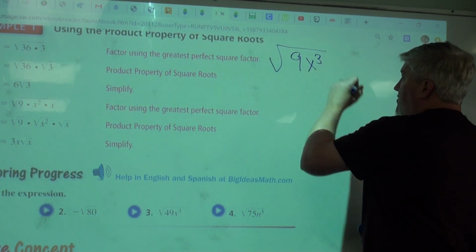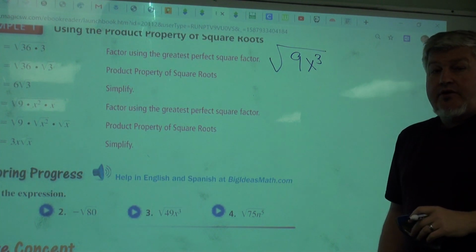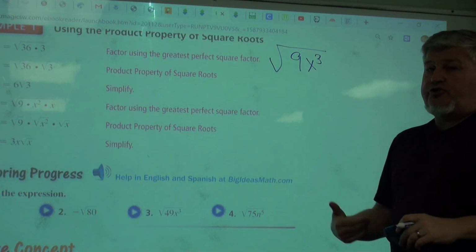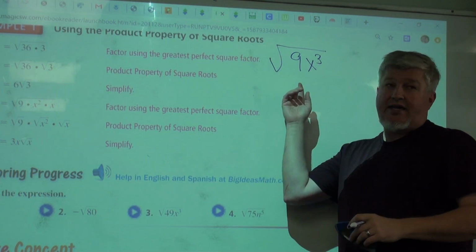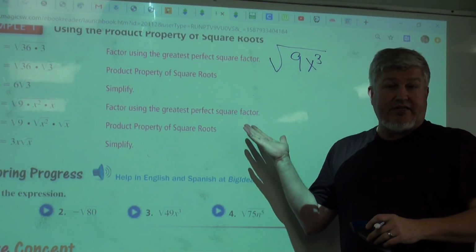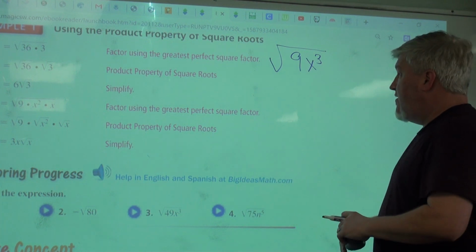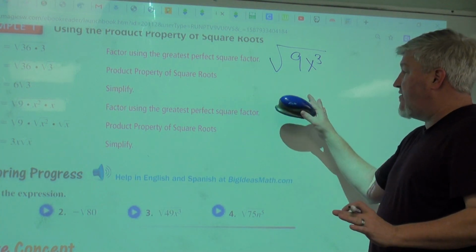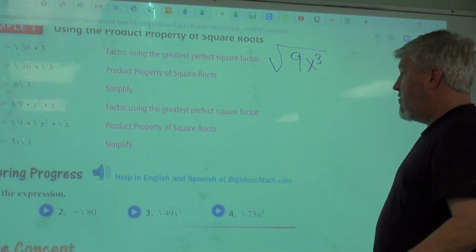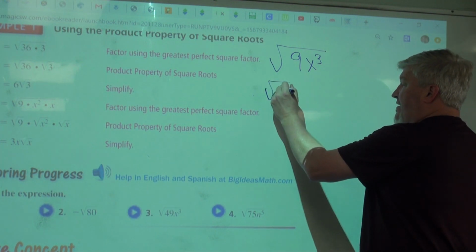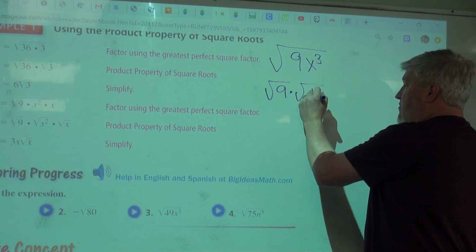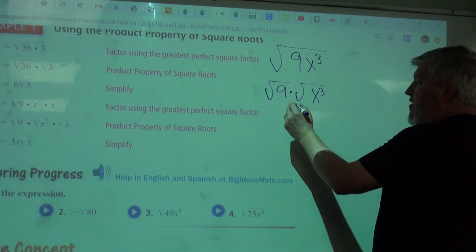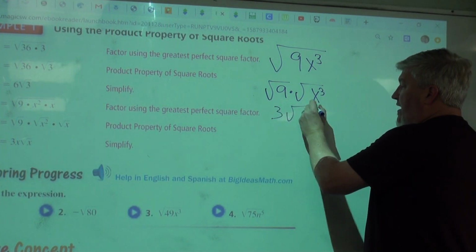All right, the second example is the square root of 9x cubed. Follow me here. The first thing you should be triggering when you see this is, well, I know that 9 is a perfect square, so I should be able to take the square root of that, right? We should know that. But also realize you can split things that are multiplied underneath radicals. So we have the square root of 9 times the square root of x cubed.